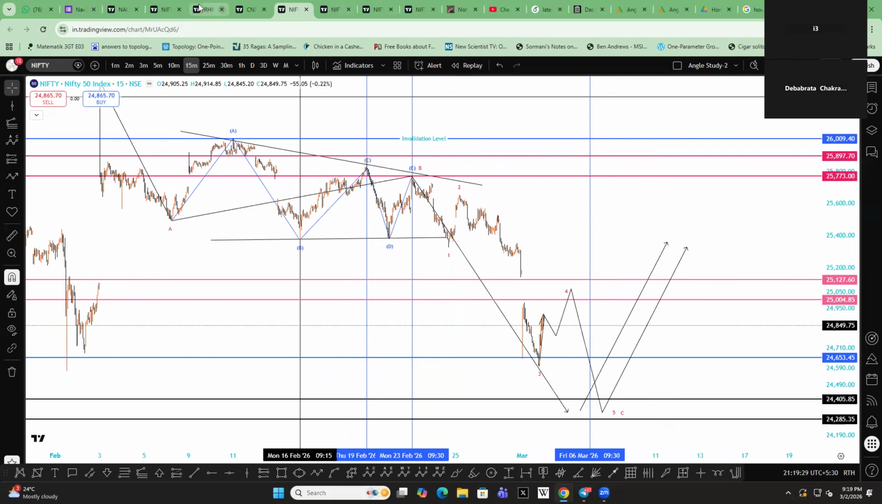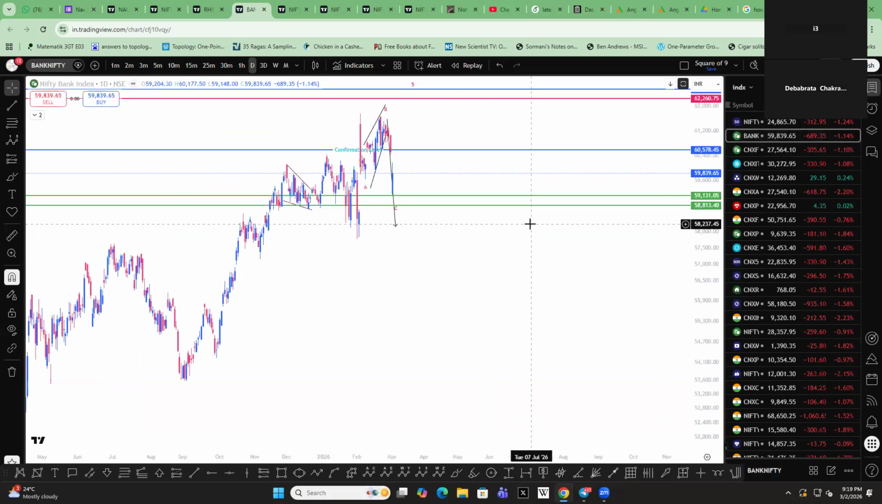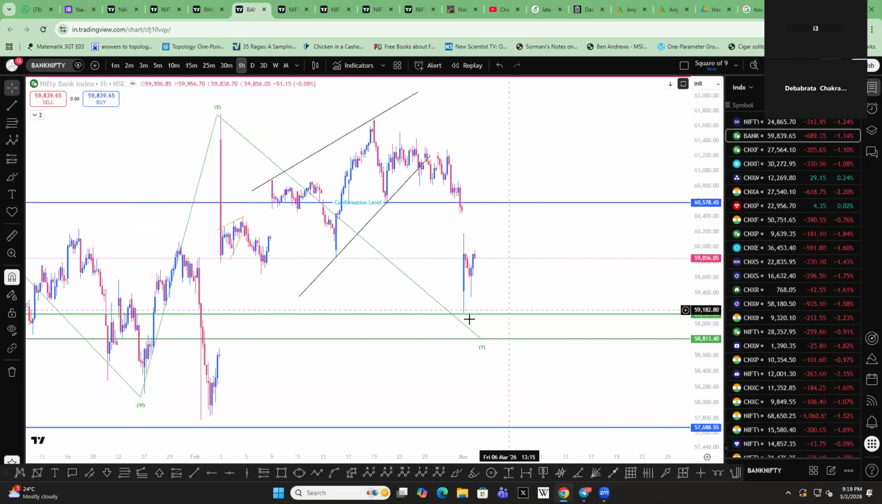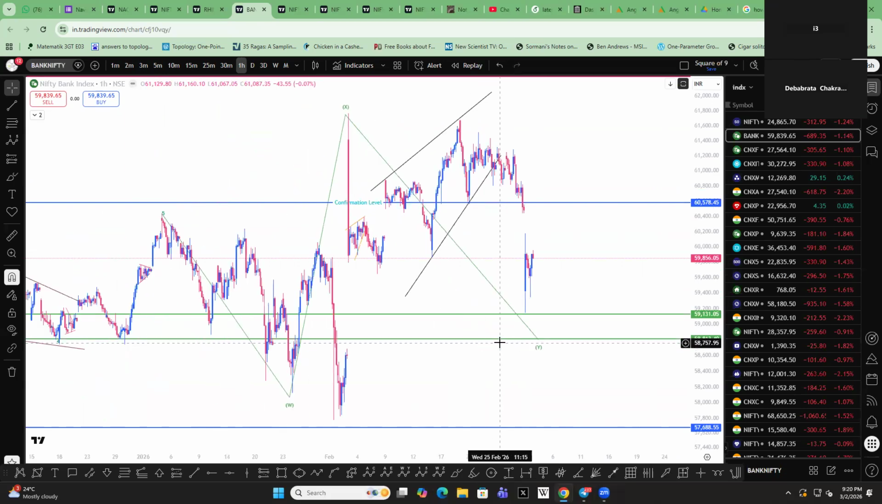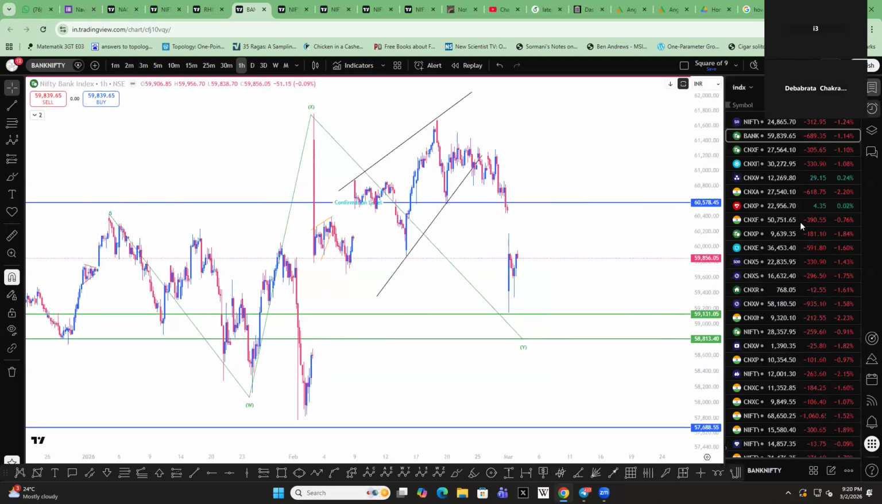And also see the Bank Nifty index. Again, see, we expected this support, this fall, and Bank Nifty gave this fall today itself and bounced from here, and there may be another downside to complete this Y wave. So in any case, more downside is left in the markets.